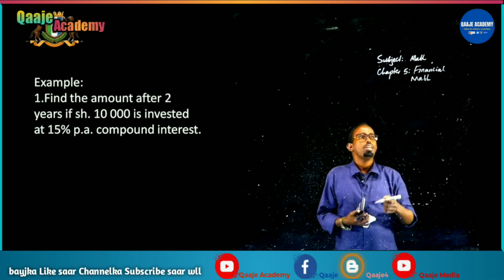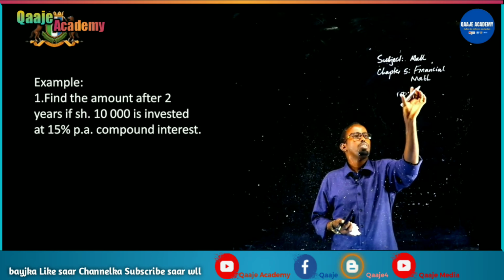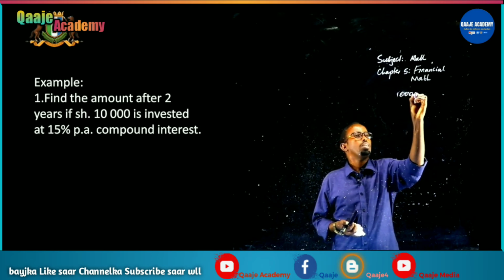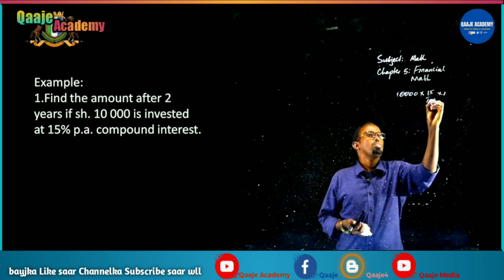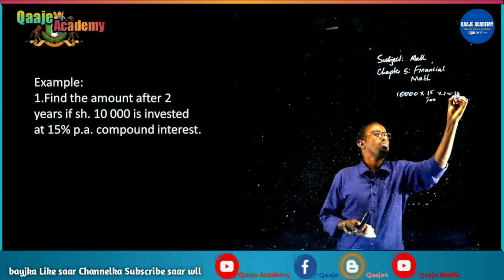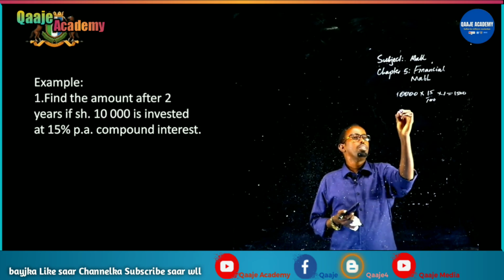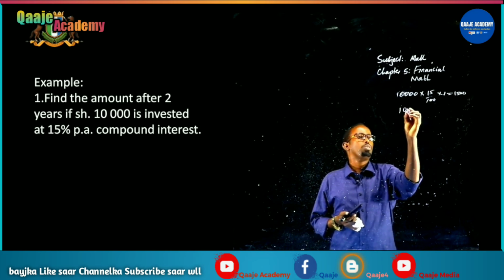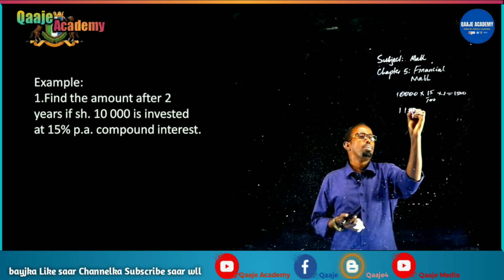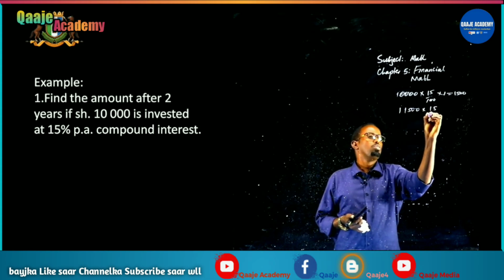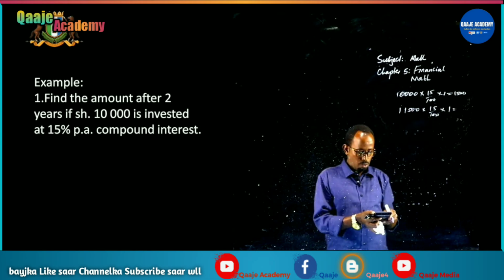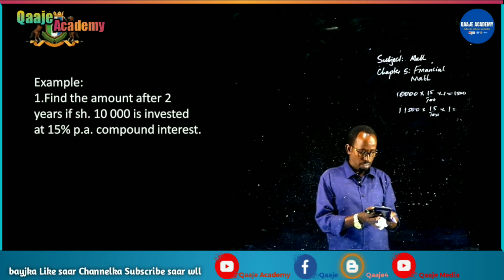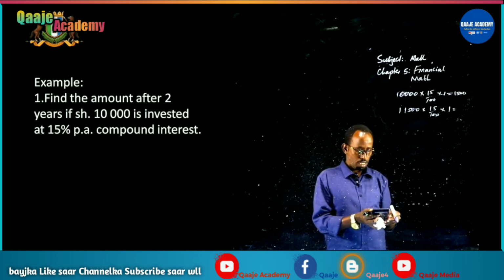I said it is 1,500. No, it is 10,000 times 15 out of 100 times 1. 2 zeros cancel 2 zeros. There I got 1,500. And then 10,000 plus 1,500 will be 11,500. 11,500 I multiplied by 15 out of 100, multiplied by 1 again. I got 115 times 15.